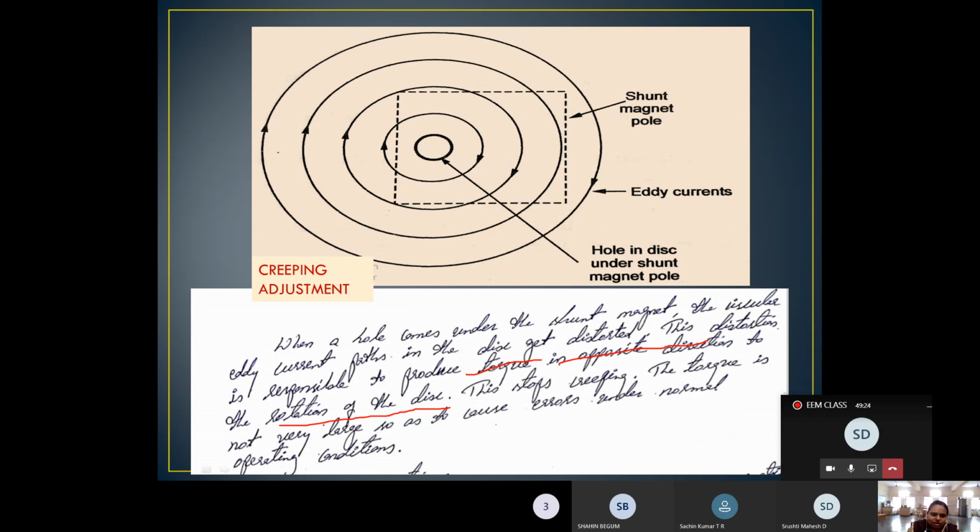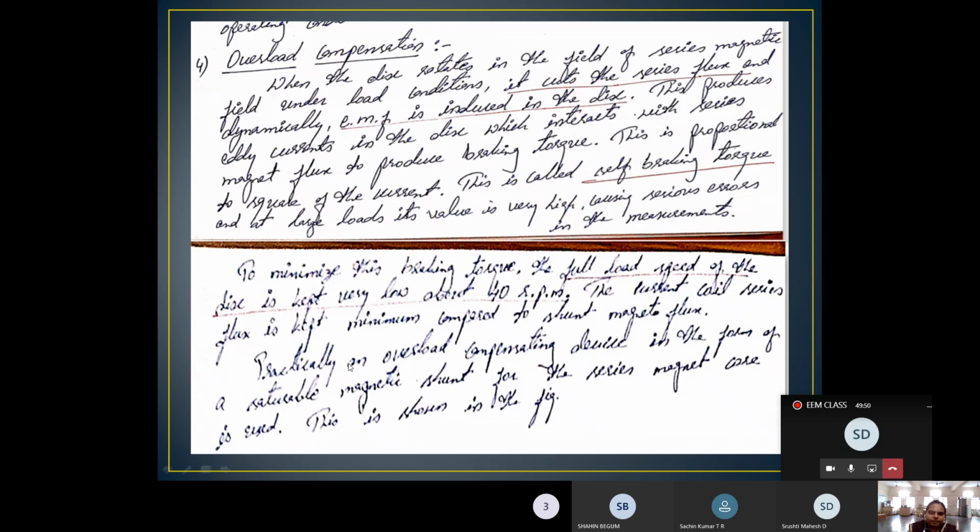The torque is not very large so as to cause errors under normal operating conditions. The torque which is produced due to the adjustment, the holes we made, is not that effective on the meter. This is about your creeping adjustment.